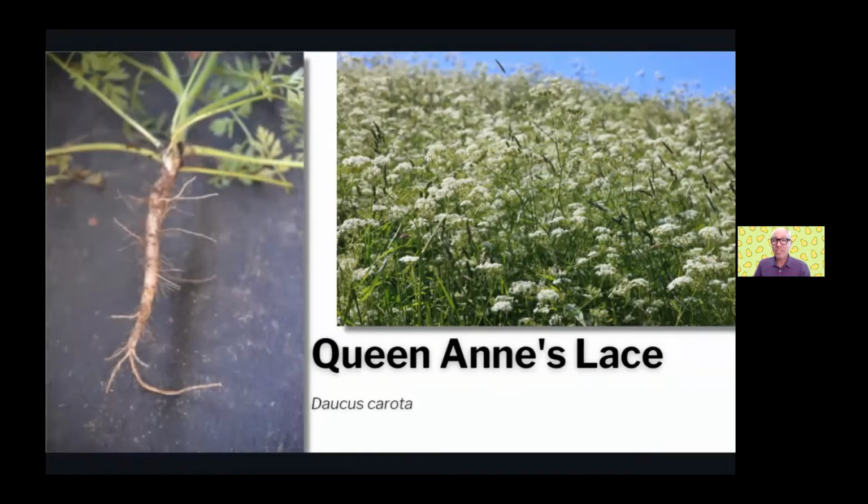And Queen Anne's lace is not naturalized this far south, but Queen Anne's lace has naturalized in much of the East Coast. And most old pastures or fields or roadsides are populated with this non-native plant that's established in North America, Queen Anne's lace, or Daucus carota.